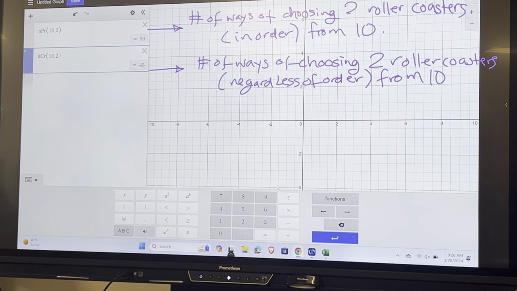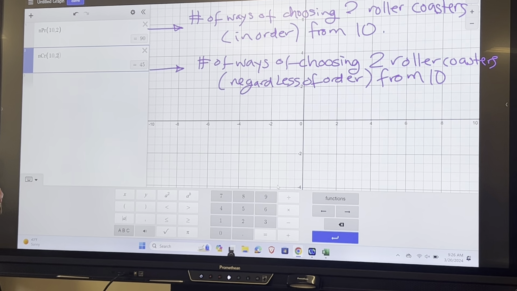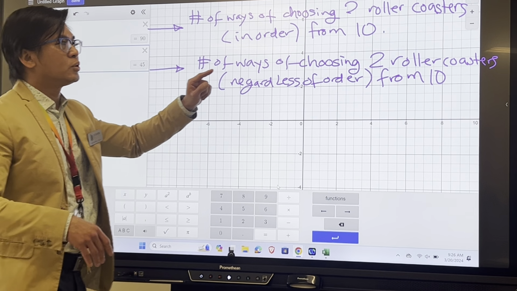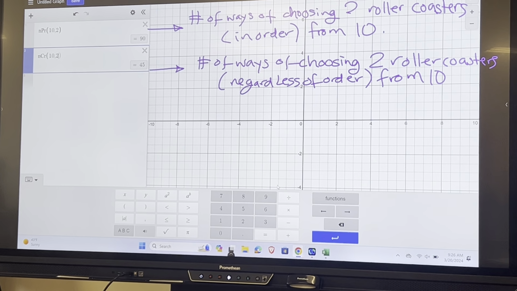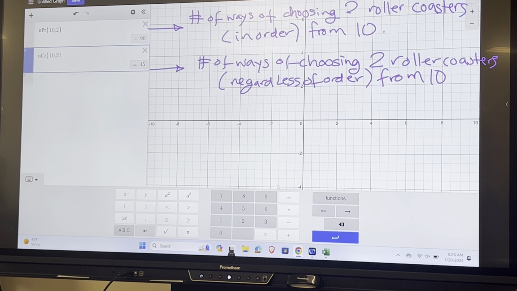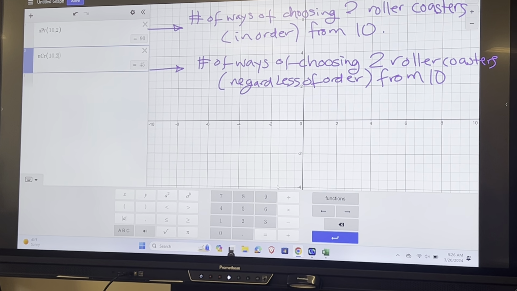You said N is how many are in your sample space. And what did you say R was? Yeah, N is the sample space, that's correct, for both combination and permutation. That's a good question, Obi. However, R is the what? How many elements are you choosing from the sample space?